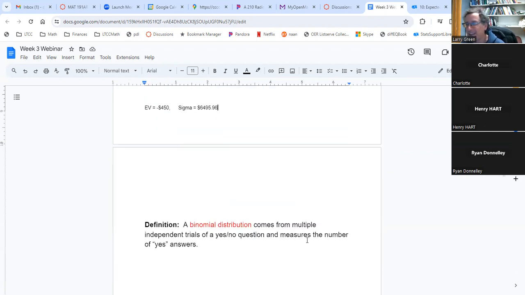Okay, so now we're going to get to the next big piece. We have more stuff to talk about, and that is binomial distribution. Binomial distribution comes from multiple independent trials of a yes-no question and measures the number of yes answers. So that's the definition. It really helps to see examples to truly understand what this definition is.